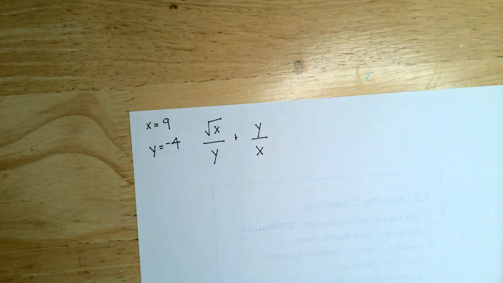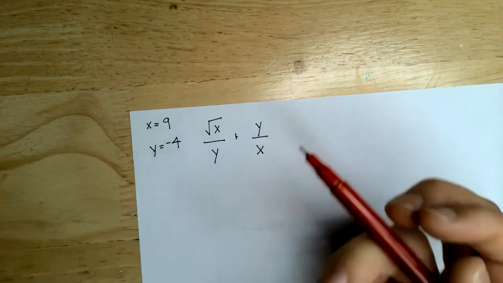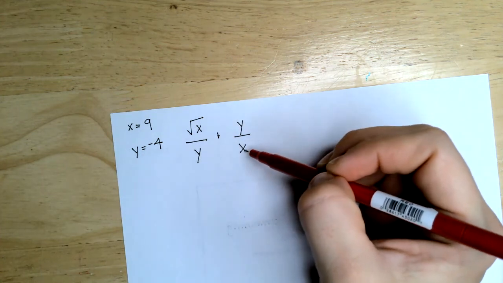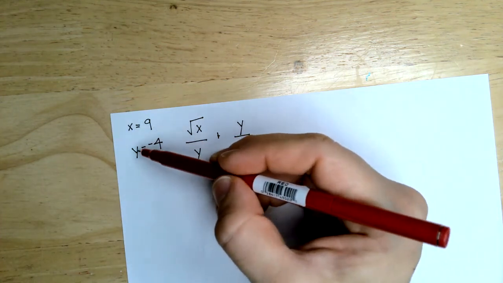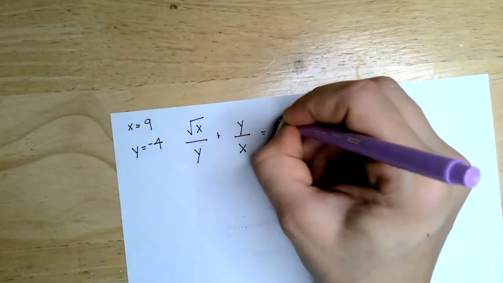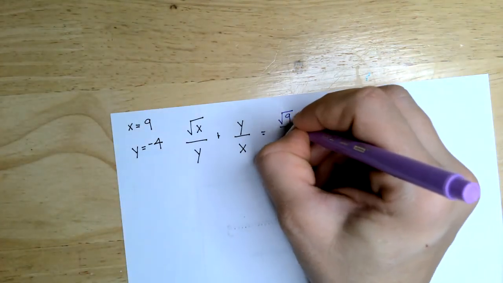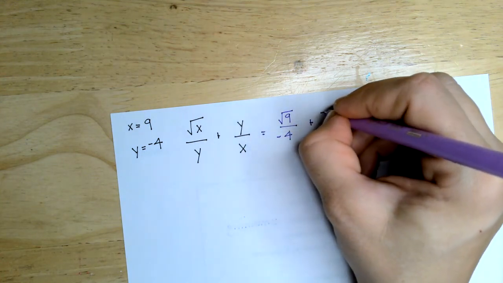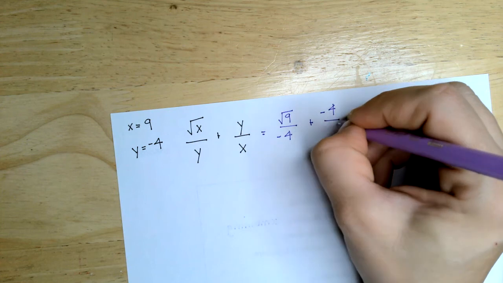Good. All right, I'm going to do this one on a blank sheet of paper, so I have plenty of room. I tried doing it and I ran out of room. All right, we're going to take the square root of x over y plus y over x. All the x's are 9s, all the y's are -4. So this should now look like the square root of 9 over -4 plus -4 over 9.